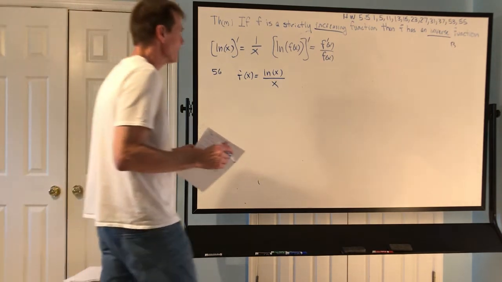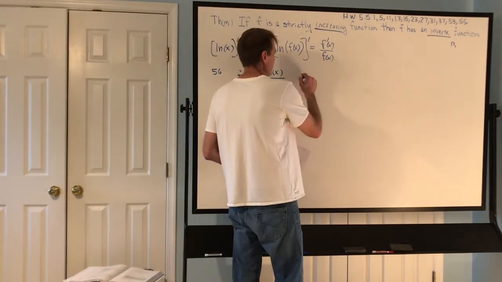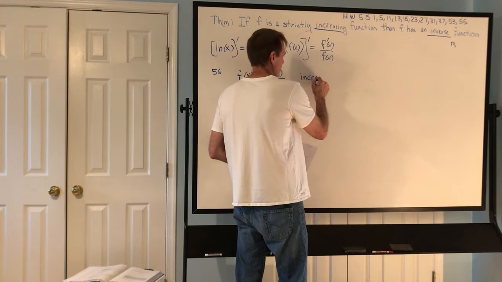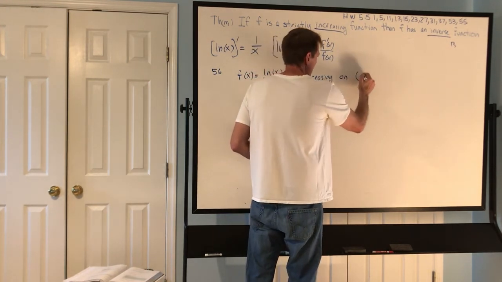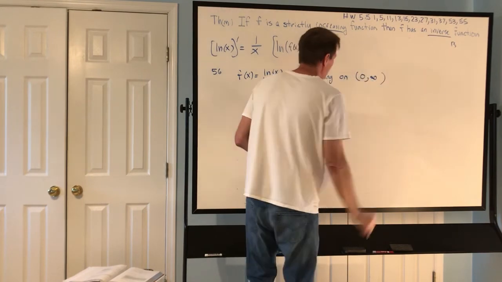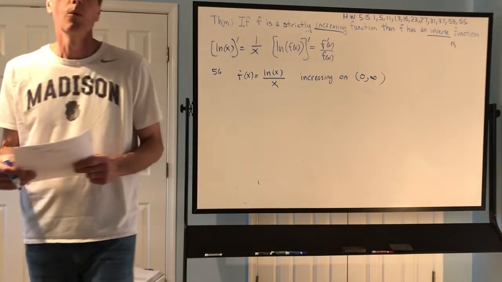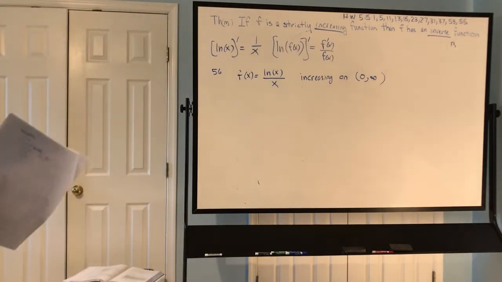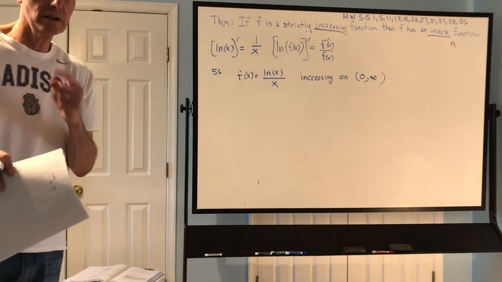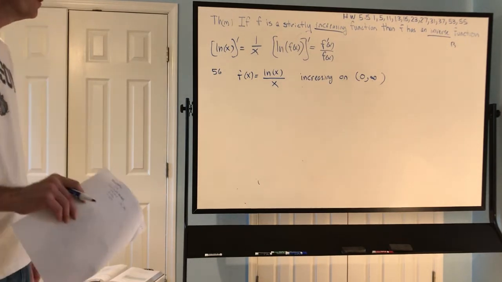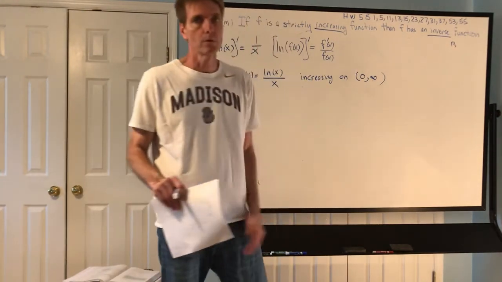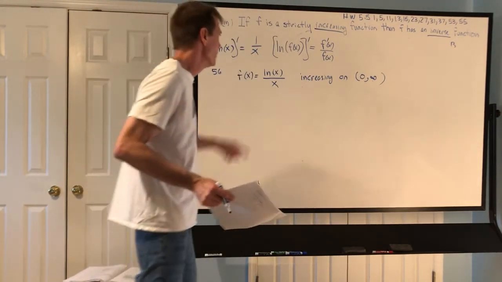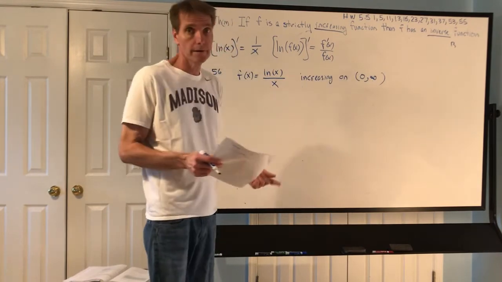It's asking, when is this function increasing? On the domain of the natural log function, 0 to infinity. When is it increasing on the domain 0 to infinity of the natural log function? We want to avoid 0, okay? It's not defined here, and certainly not defined there.